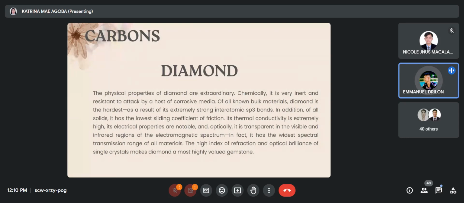So alam naman natin na diamond is sa mga pinakamatibay na material sa buong Earth. And sinabi nga rin dito na napakataas ng kanyang thermal conductivity. Tapos, yun nga lang, sa downside ng diamond is napakamahal na rin. Ayun. Next slide.